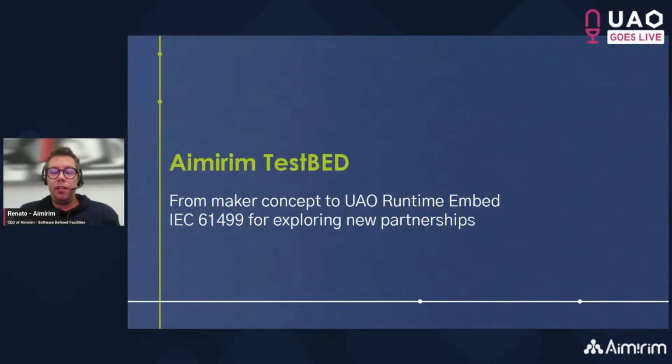Another thing that is important is that this new standard, the 61499, allows something like a new ecosystem that new companies can relate with old companies and also with other new companies, and we can generate new kinds of business models and things like that. So I will show to you that to train our employees here at Aimirim, we have a test bed. And this test bed started with a maker concept. And after this maker concept, we have now the test bed with the UAO runtime embedded on it. So this is important to exploring new kinds of partnerships.